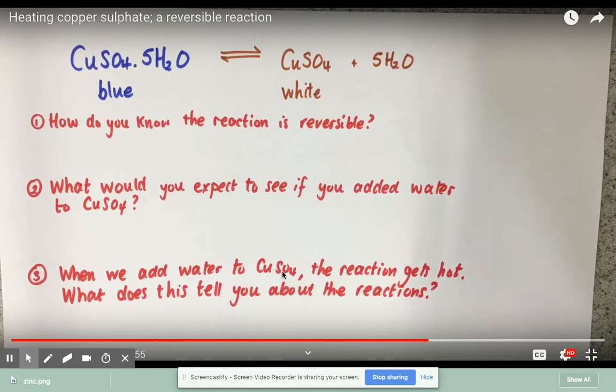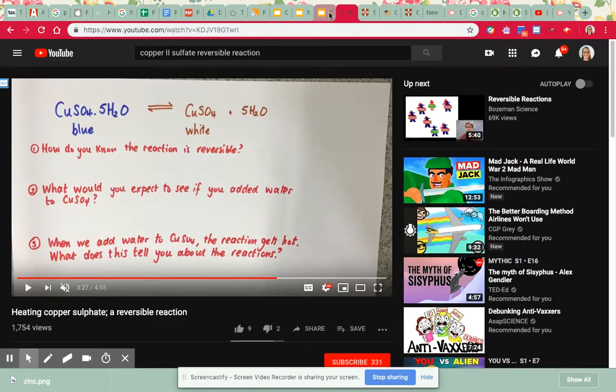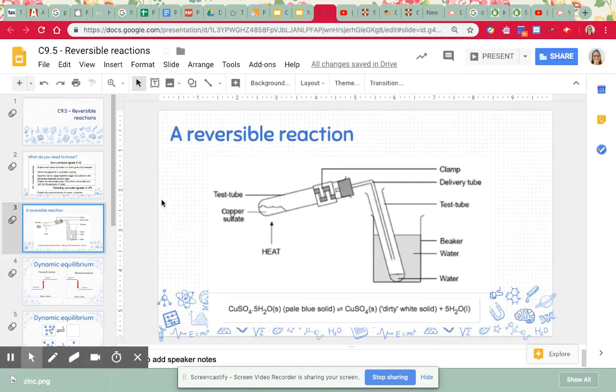When we add water to the copper sulfate, the reaction gets hot. So we know that this way, the reaction is exothermic. Therefore, in the forward direction, the reaction must be endothermic. And there must be the same amount of energy changes that happen. Let's have a little look over here.